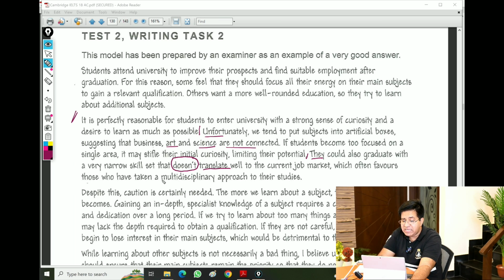To the current job market, which often favors those who have taken a multidisciplinary approach to their studies. Now, what is a multidisciplinary approach? That you are a medicine student but you're studying marketing. You are a marketing student, you're studying finance. You are a music student but you are learning science, something like that. Okay, so this is one side of the discussion.